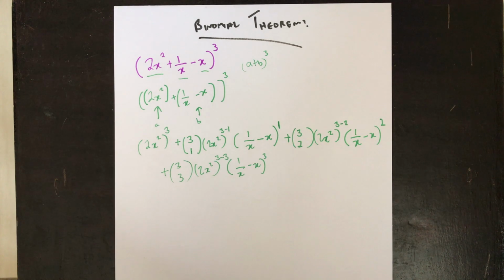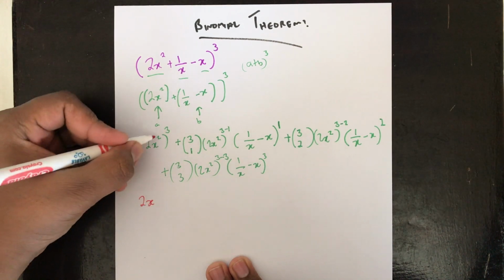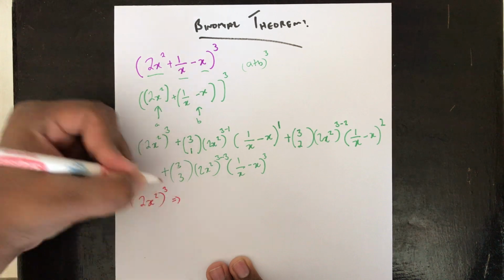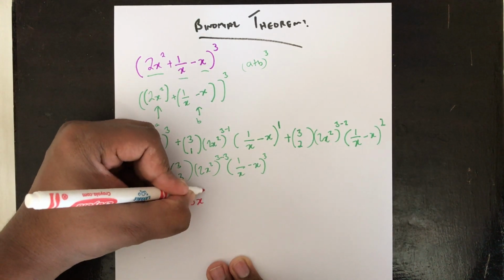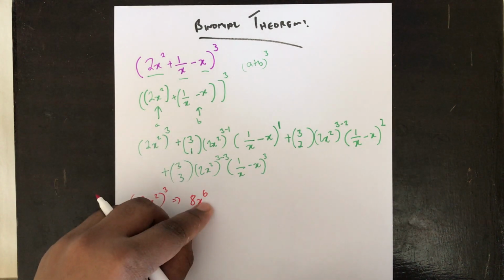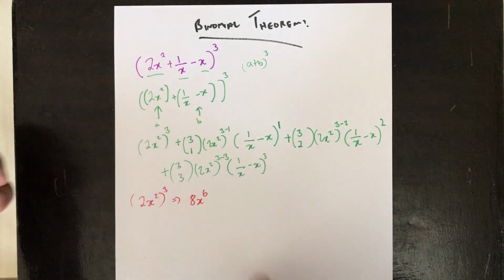So let's go ahead and expand it out. So we have 2x² and the whole thing is cubed. That's the same as 8x⁶, because 2 times 3 is 6. So 8x⁶, and 2 to the power 3 is 8.